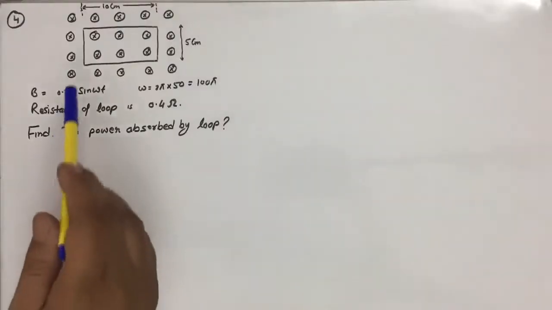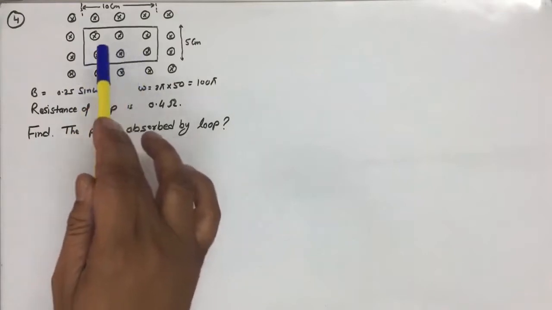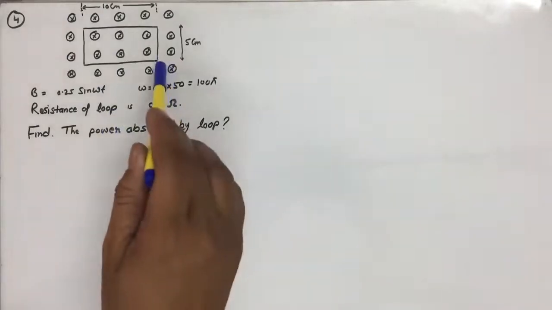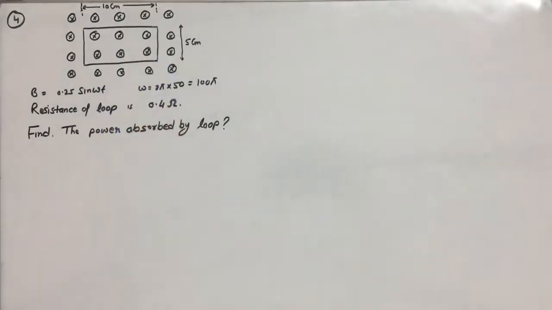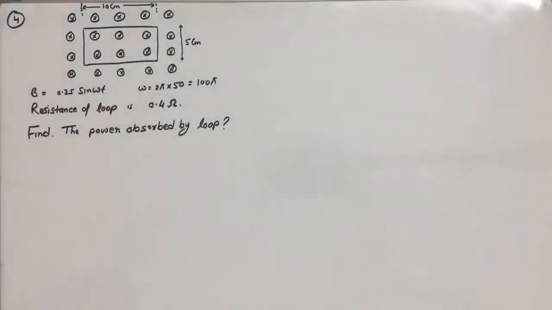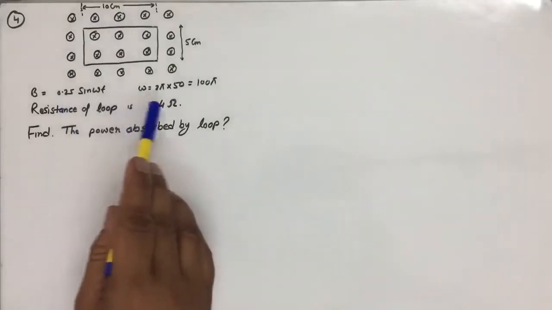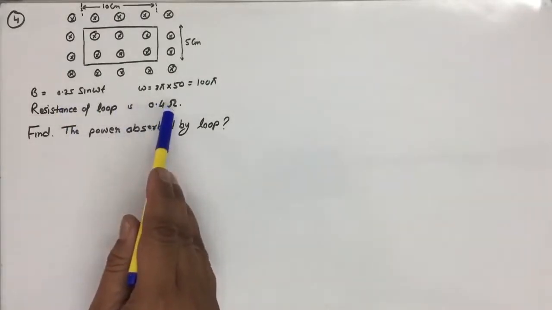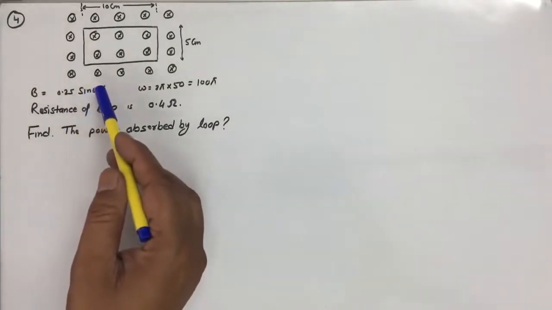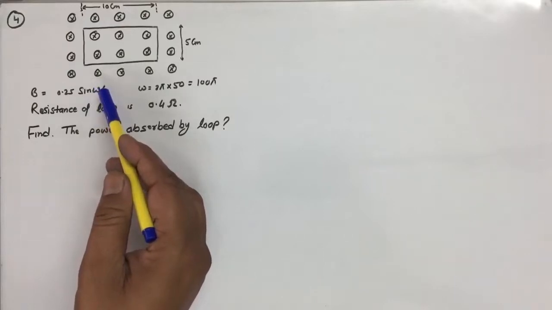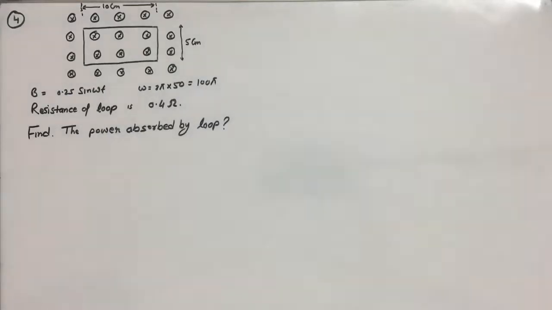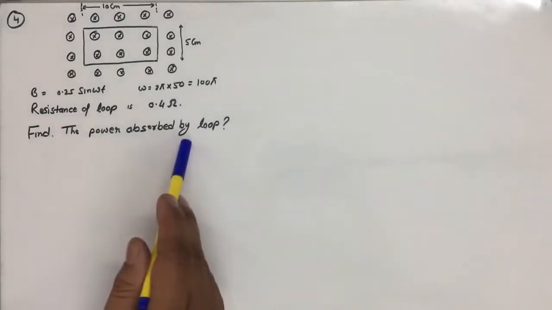Now the next problem is, consider a one-turn rectangular loop of wire placed in a uniform magnetic field as shown here. The plane of the loop is perpendicular to the field lines, and the resistance of the loop is 0.4 ohm, and the inductance is negligible. The magnetic flux density in Tesla is 0.25 sin omega t, where omega is 2 pi f. And now we have to find the power absorbed by this loop.